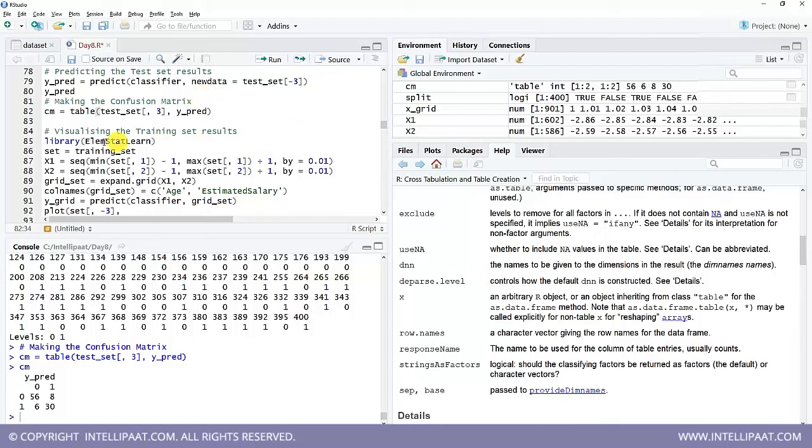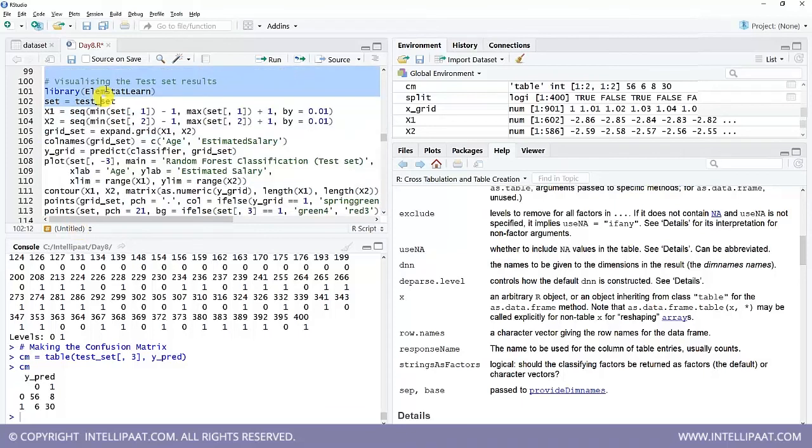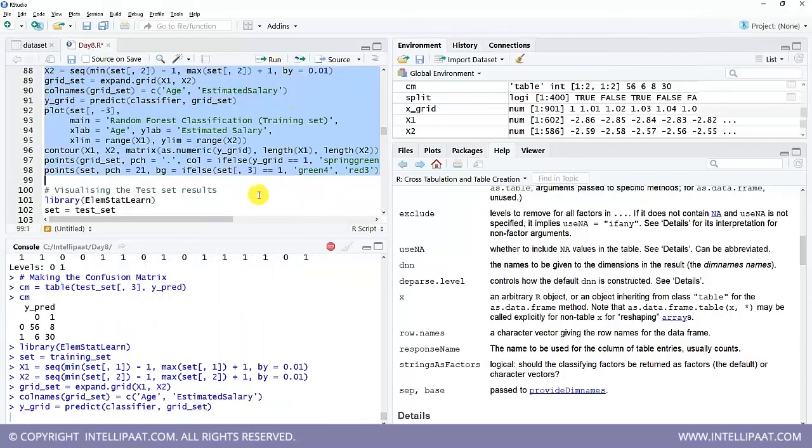So once this thing is done, now we try to visualize. Run the code. It's going to take a while.